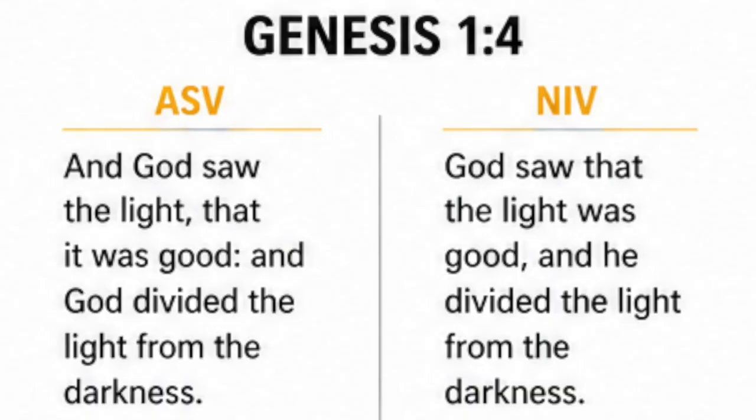Next is verse 4, and that's where God starts separating light from darkness, which introduces a whole new concept, division and boundaries. Verse 4, now we move into separation, which is the key theme in creation. Genesis 1:4, American Standard Version. And God saw the light that it was good, and God divided the light from the darkness. The New International Version. God saw that the light was good, and he separated the light from the darkness.